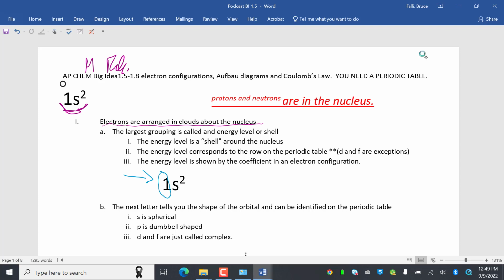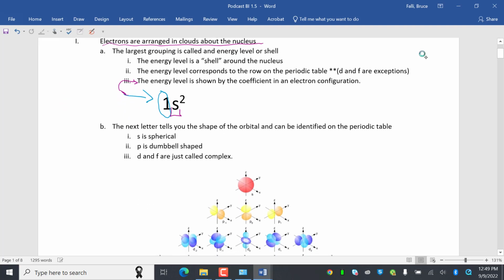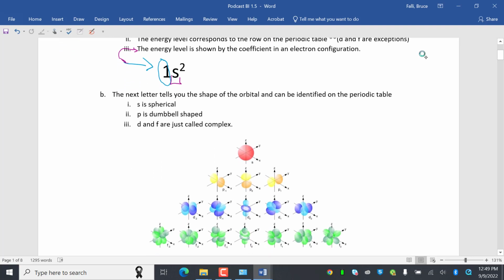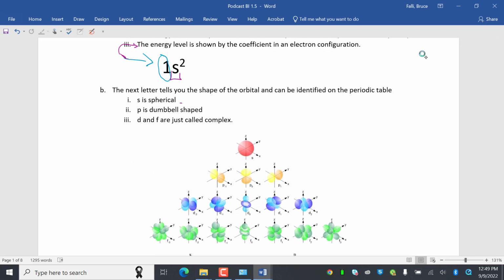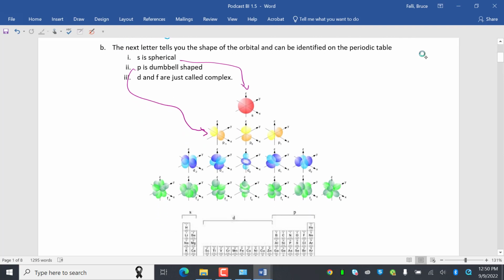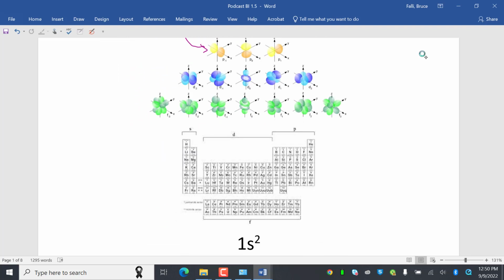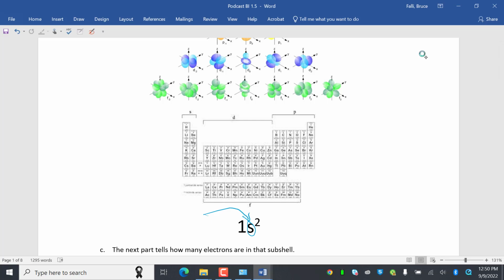So the energy level is shown by the coefficient of an electron configuration, right there. See that? The next letter tells you the shape of the orbital, like this right here. That can be identified on the periodic table. S is spherical. P is dumbbell shaped. I don't know that I'd call that dumbbell. But D and F are just called complex because they're crazy shaped. Looking at the orbitals, you can see this is where the S orbitals are.